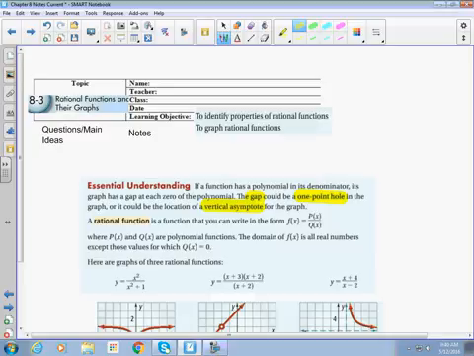A rational function is a function that you can write in the form f of x equals p of x over q of x. So there's your polynomial in the denominator, where p of x and q of x are polynomial functions. The domain, and you guys will get a ton of questions about domain and range, the domain of f of x is all real numbers except for those values where q of x, or your denominator, is 0, because the denominator is not allowed to be equal to 0.